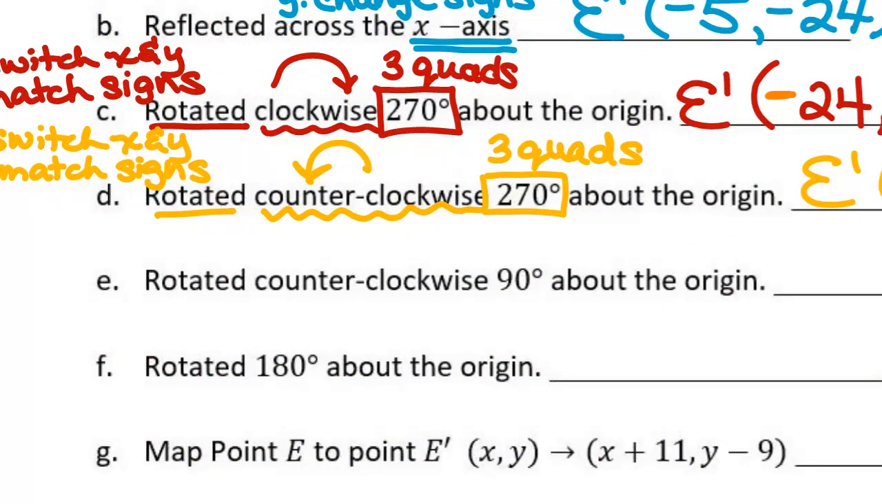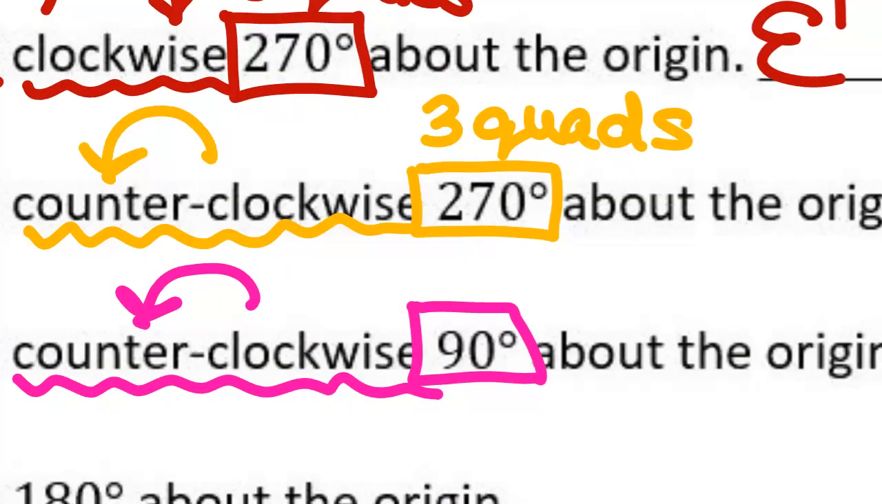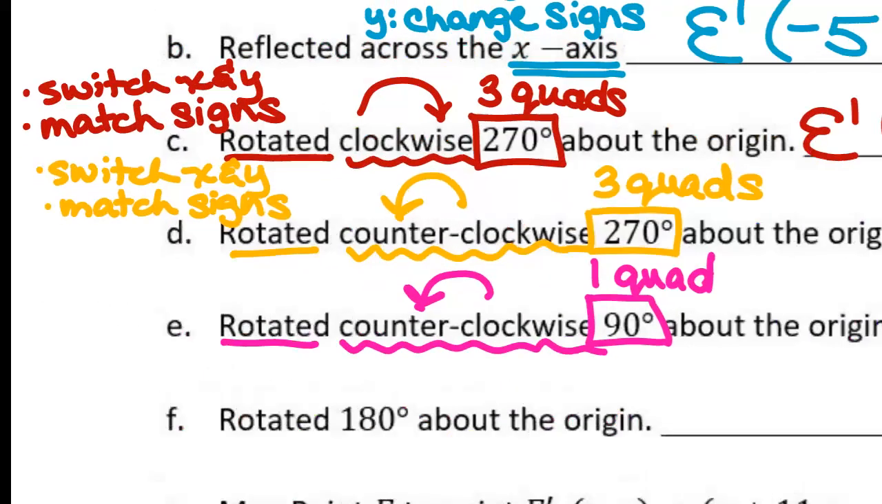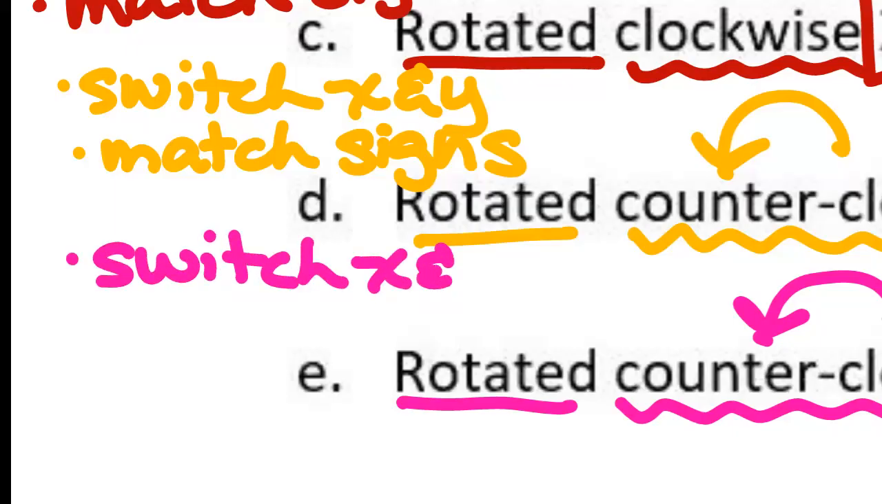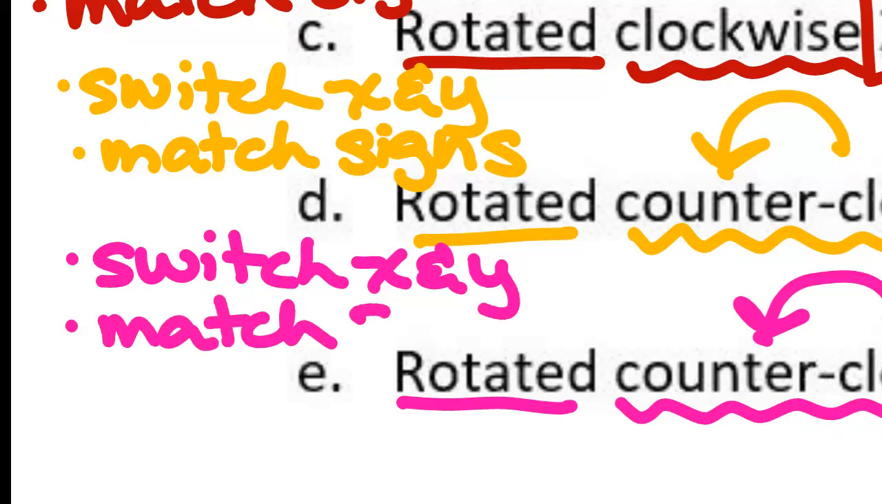Part E, thank you, Talia. We are rotating counterclockwise, so backwards 90 degrees. That is 1 quadrant. 1 quadrant has the same rules as 3 quadrants. We switch X and Y, and then we match our signs.